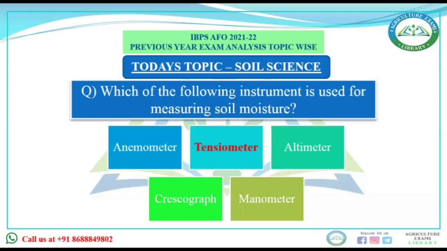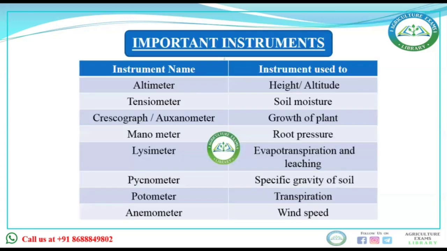Tensiometer also has many more uses. It is very effective in scheduling irrigation. Through this tensiometer, you can know the soil moisture level, and accordingly you plan the irrigation. You should remember the names of all the instruments and the work for which each is made.